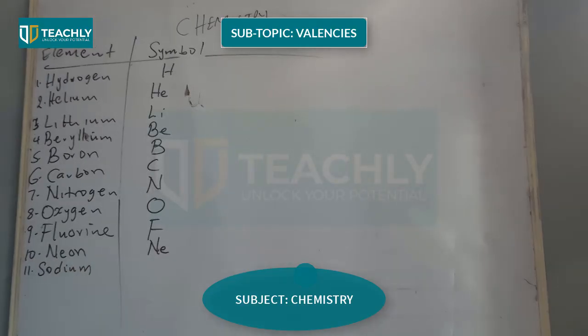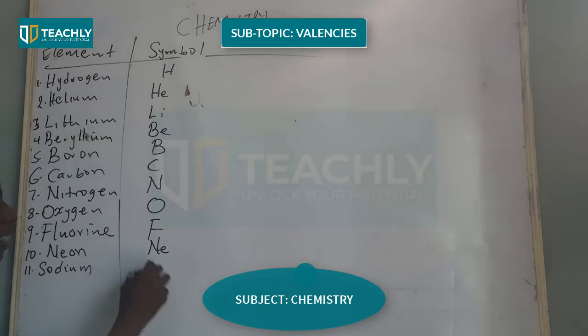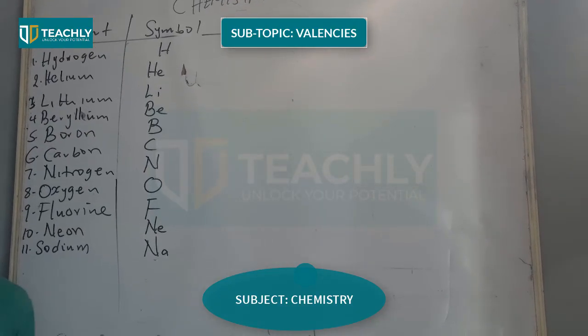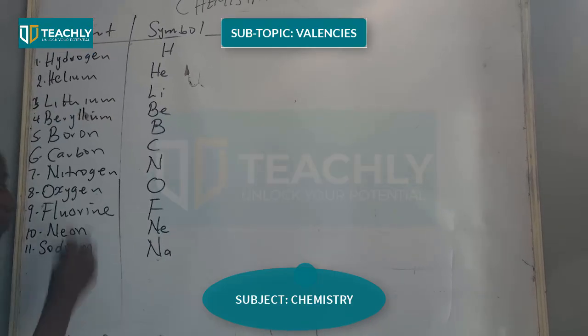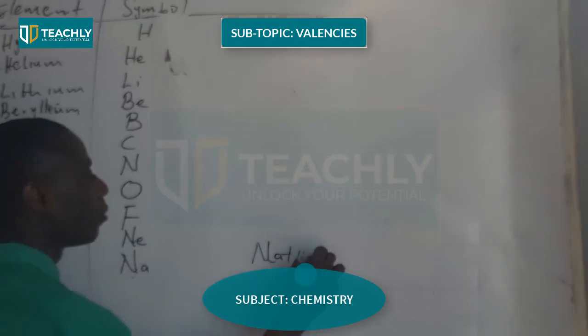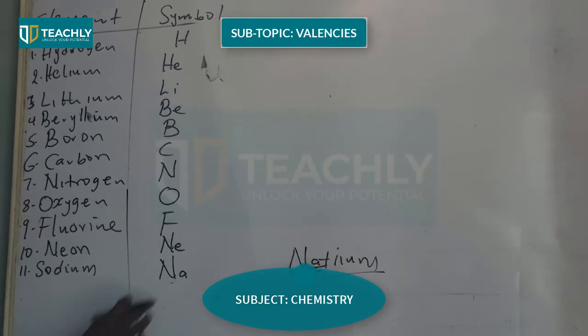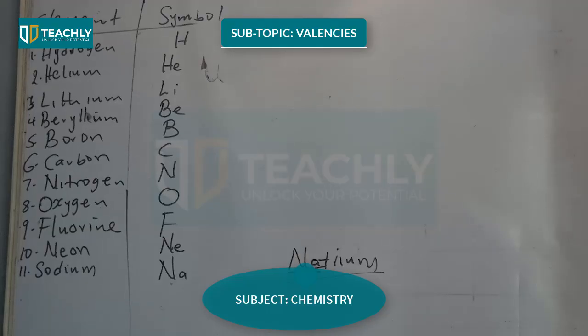Followed by sodium. If you look at sodium, you will maybe start to write S. But for sodium, we don't use S. Its own is Na. You may be wondering how come we are writing Na? There are some elements whose symbols are formed from their Latin name. The Latin name of sodium is natrium. So its symbol is formed from its Latin name. That's why it's having N, not S.